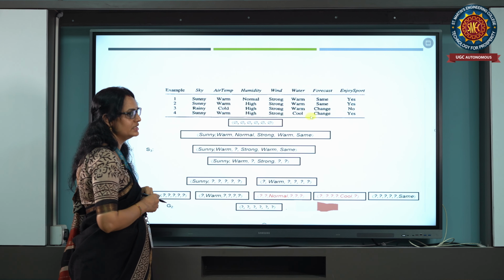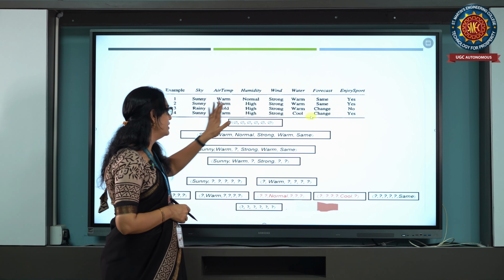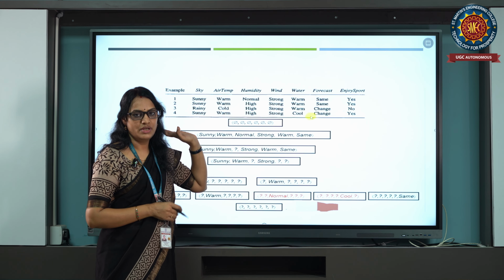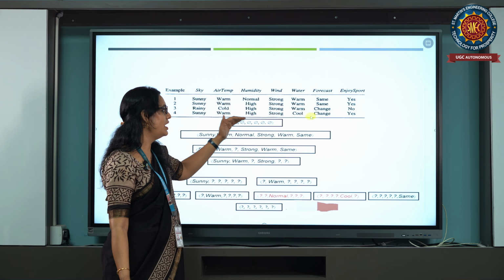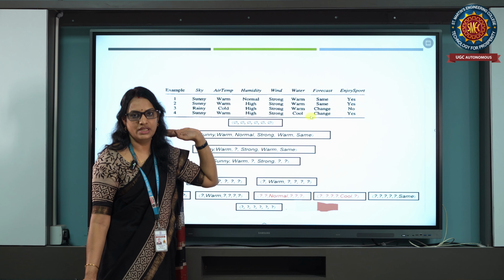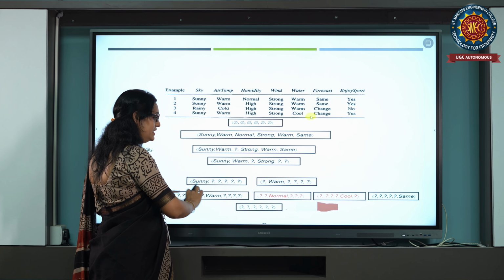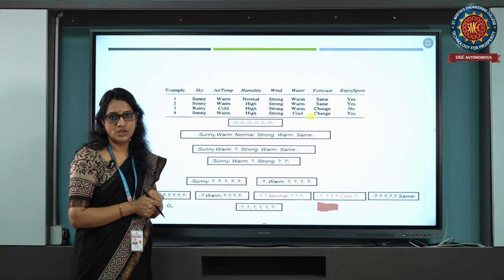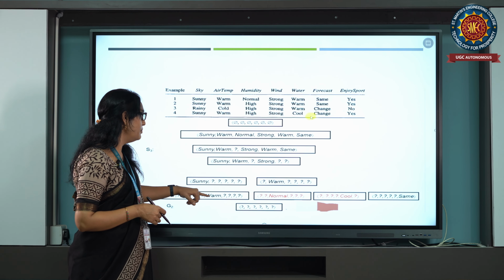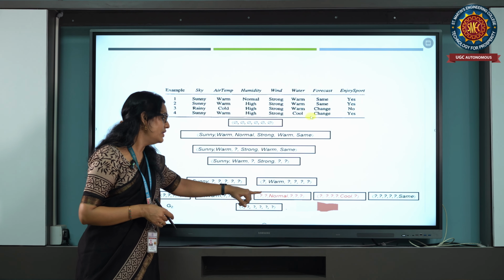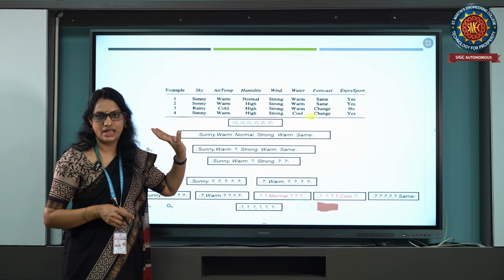Next, come to our fourth example. Let us see what it is having here. Since it is a positive example, again you have to jump to the most general hypothesis. So sunny, warm, high, strong, cool, change. Yes, we are having the attributes. Here you have to compare each and every value. I'm comparing sunny with sunny, it is consistent. I'm comparing warm with warm, it is consistent. Whereas normal is not there at all, so I'm removing that attribute.